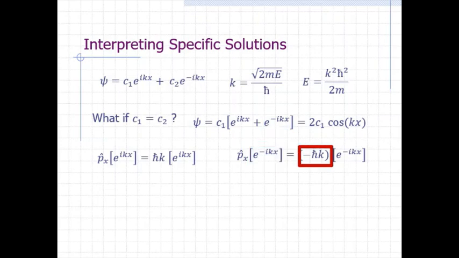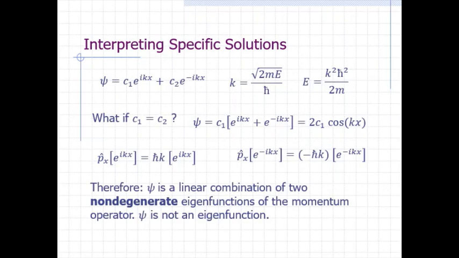Therefore, we can see that psi is a linear combination of two non-degenerate eigenfunctions of the momentum operator. It's a linear combination of e to the ikx, which has an eigenvalue of h bar k, and e to the negative ikx, which has an eigenvalue of negative h bar k. Psi itself is not an eigenfunction of the momentum operator.